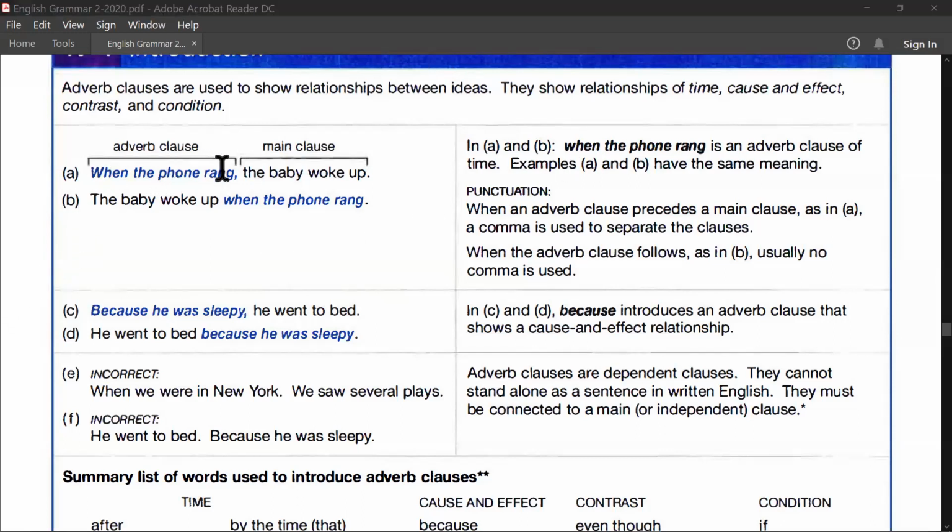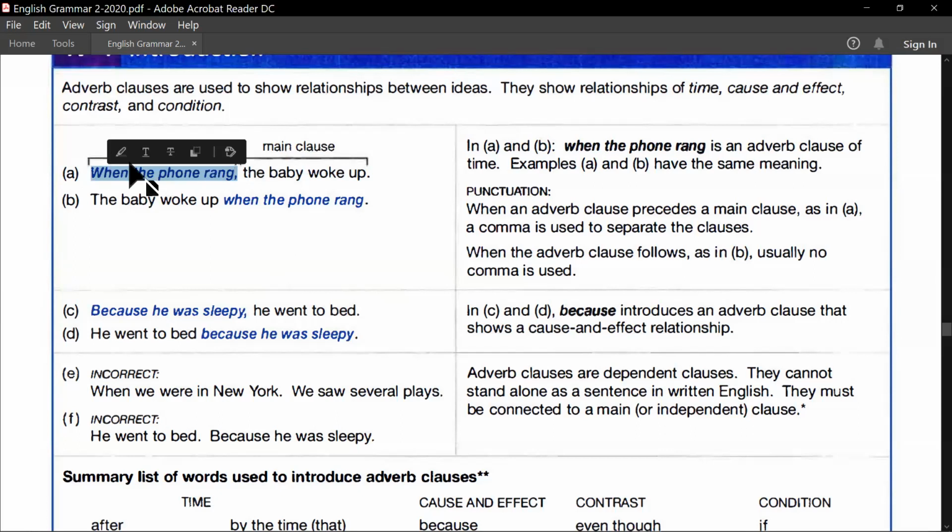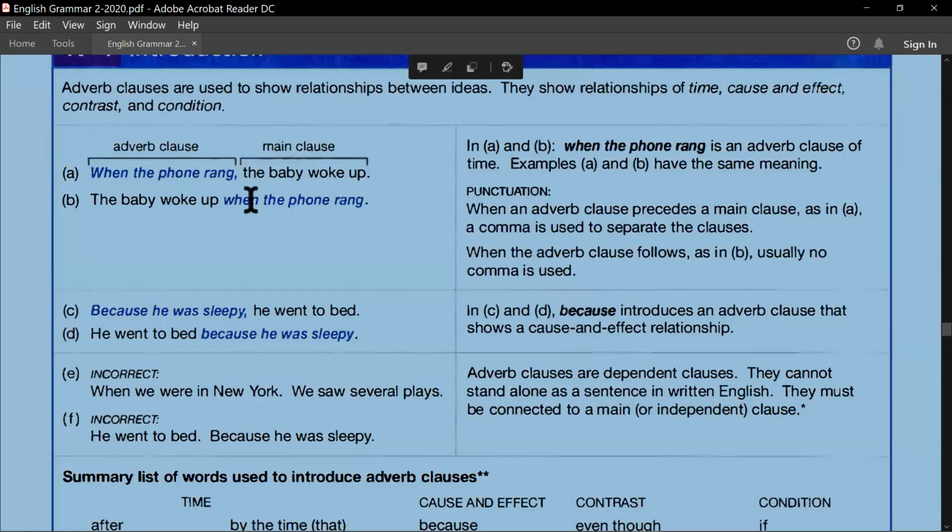When the phone rang, the baby woke up. Here the adverb clause shows the relationship between these two ideas, the relationship of time. Notice it preceded the main clause, so we used a comma here. However, here, the baby woke up is the main clause and there is no comma after it, then the adverb clause: the baby woke up when the phone rang. We said the comma means a pause.